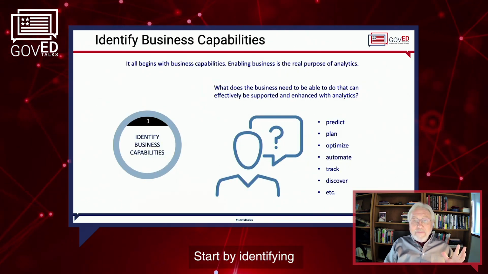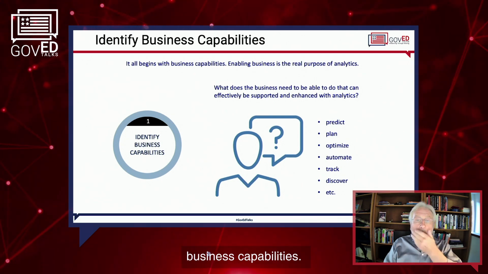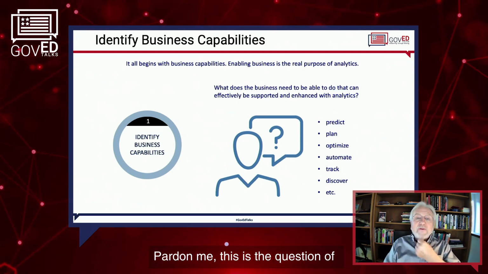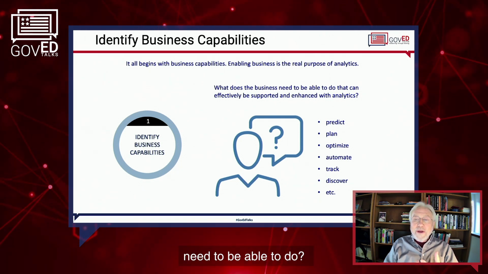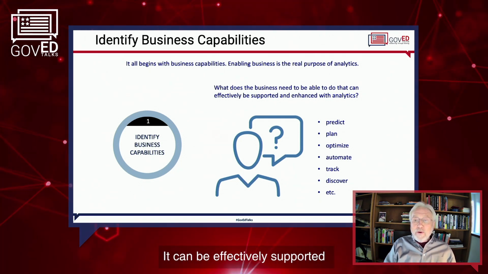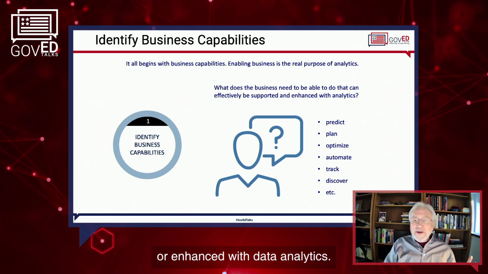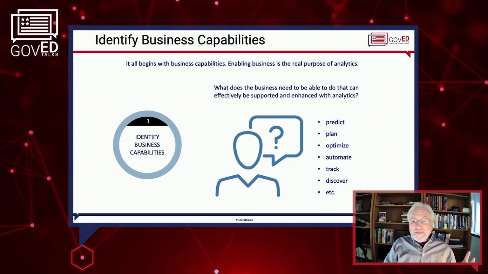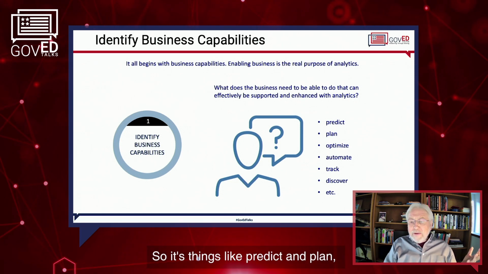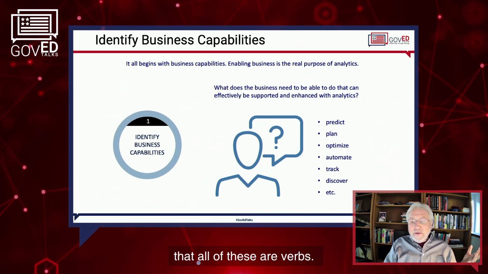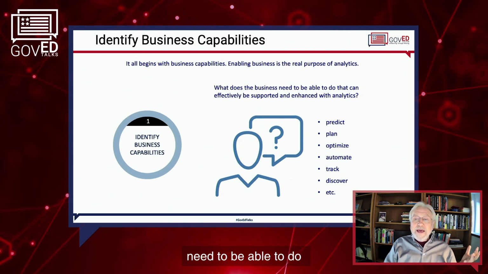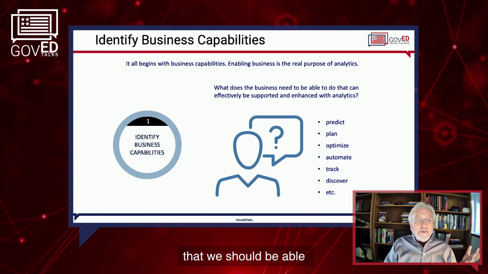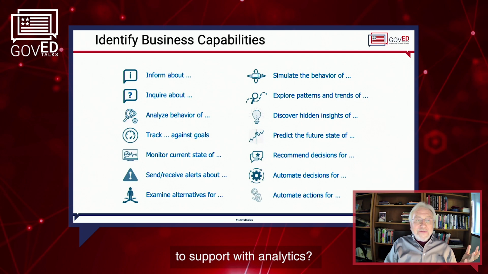Start by identifying business capabilities. This is the question of what does the business need to be able to do that can be effectively supported or enhanced with data analytics. So it's things like predict and plan and optimize and automate. Note that all of these are verbs. What does the business need to be able to do that we should be able to support with analytics?